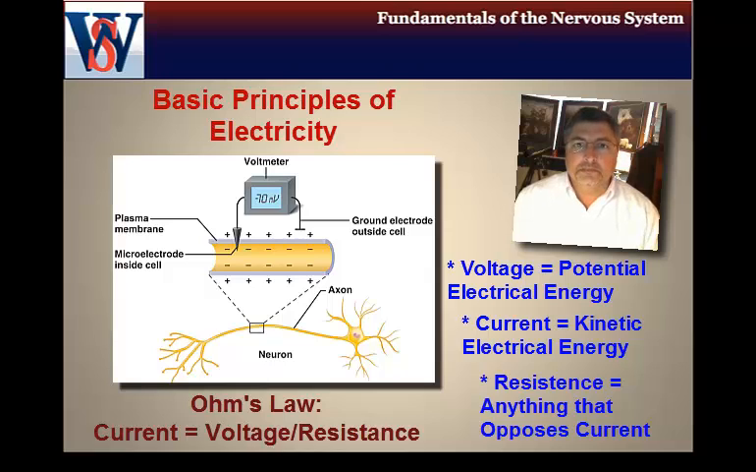Resistance is typically going to be described as two types of resistors. Those can be insulators and those can be conductors. Insulators are going to have high resistance, and so very little current flows through them.